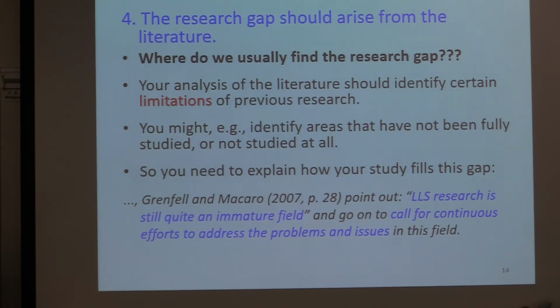So I cite others' work, okay? Because these two people are experts in the field of language learning strategy. So I cite these experts' work, which points out that language learning strategy research is still quite an immature field, and goes on to call for continuous efforts to address the problems and the issues in this field. Based on the comment, I identify the gap, but actually they already identified it, right? I simply borrow the words to make this gap explicit. And then afterwards, I'm going to propose my research, okay?